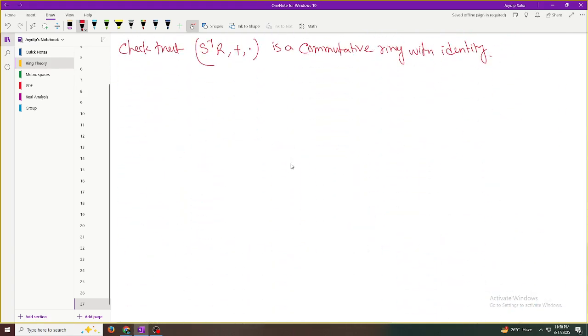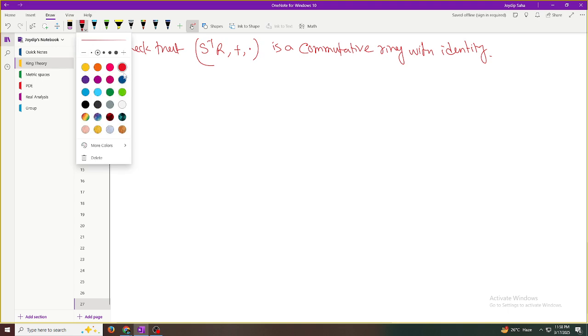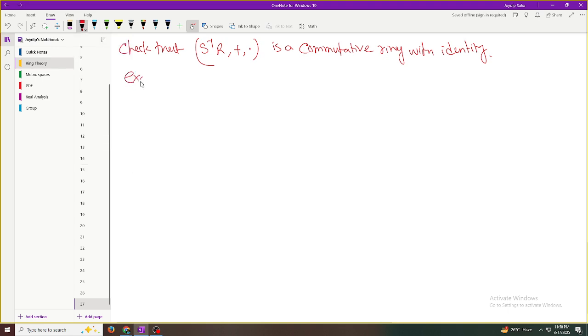Example, take, sorry, this is just a ring. R equals Z and P equals 0. You know that Z is an integral domain, therefore 0 is a prime ideal.